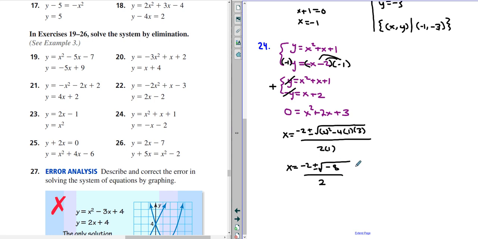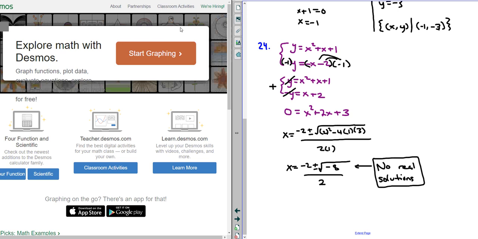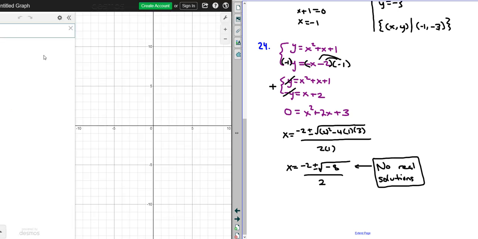There are no intersections. And again, if you're not confident with that, you could always go on to, I use desmos.com, and you can just plug in your system. You can graph both of these, so y equals x squared plus x plus 1, and the other one y equals negative x minus 2. And you can see that there are no solutions, there are no intersection points.